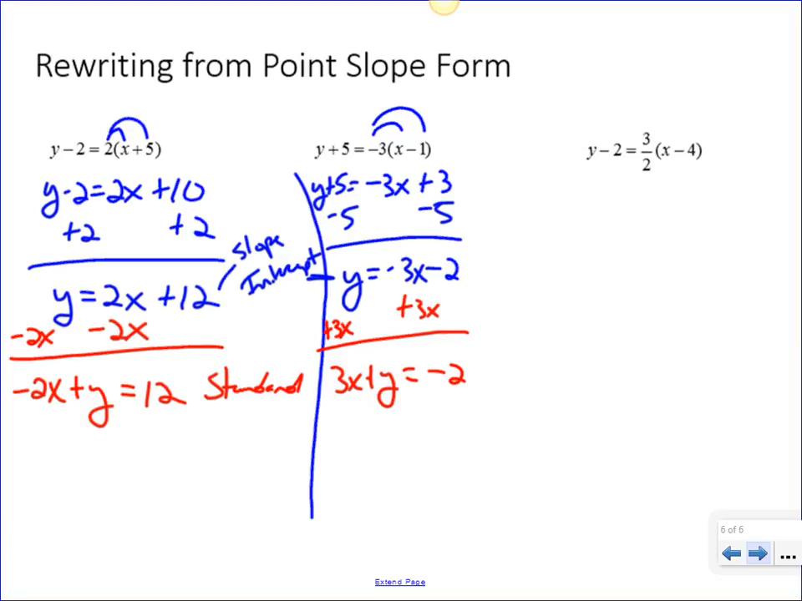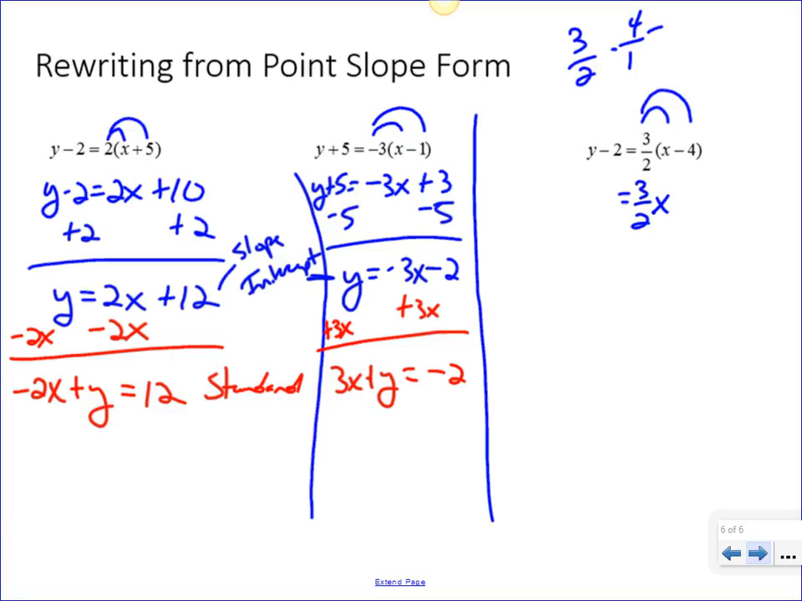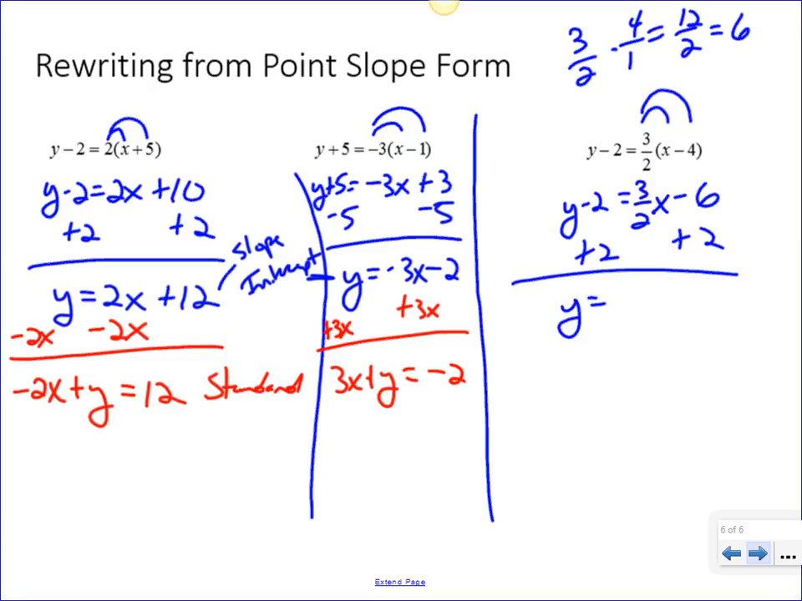Okay, for the last one, we're just going to add one extra step to it. Our first step would be to distribute. So if I distribute, I would have 3 over 2 x. And if I have to take 3 over 2 times 4, that'd be like 4 over 1. So I'm going to get 12 over 2, and 12 over 2 is 6. Okay, so I'm going to have 3 over 2x minus 6, and over here I'm going to have y minus 2 still. Okay, my next step, I would simply add the 2 to both sides to get it into slope-intercept form, and that would be y equals 3 over 2x minus 4.